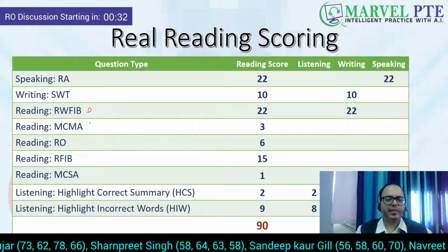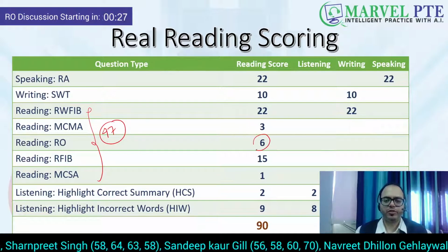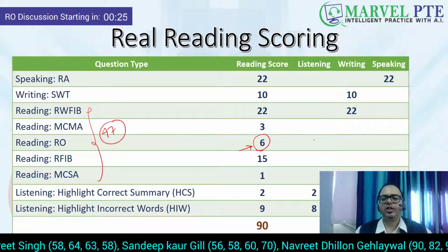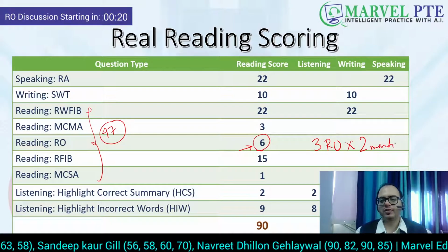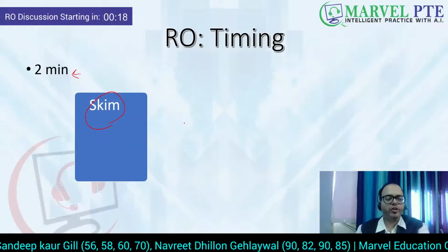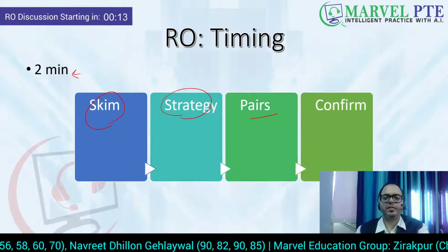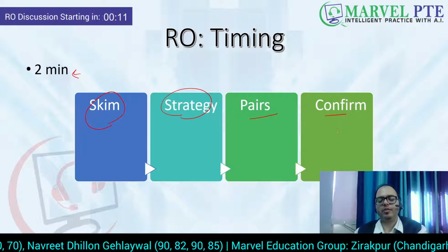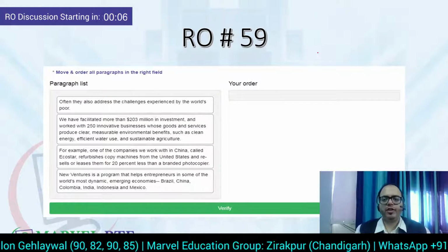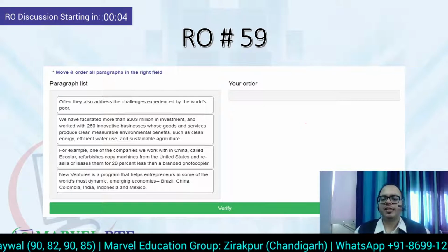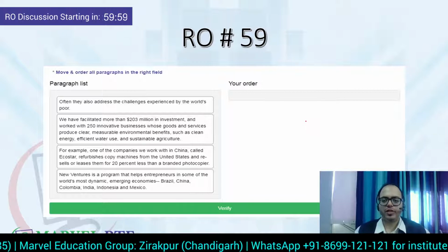As you can see, the 47 marks, how they are coming up, and reorder paragraph, which is today's topic, is of 6 marks. So if you are getting 3 reorder paragraphs, they will be of 2 marks each. To skim the reorder paragraph lines, you have to apply the strategies, then you have to make pairs, and then you have to confirm that all the pairs you have made are correct. And this is today's reorder paragraph, and you have 30 seconds as usual to skim through this, and after that we are going to start it.